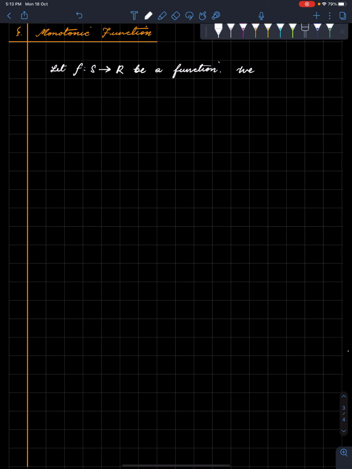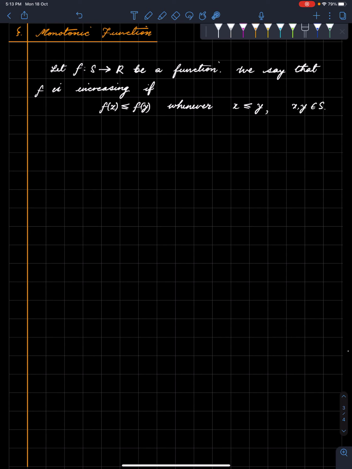So we say that f is increasing if f(x) is less than or equal to f(y) whenever x is less than or equal to y, for of course x and y in S. Otherwise this does not even make sense. So this is the definition of an increasing function.